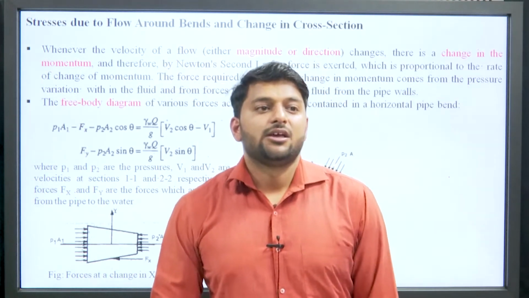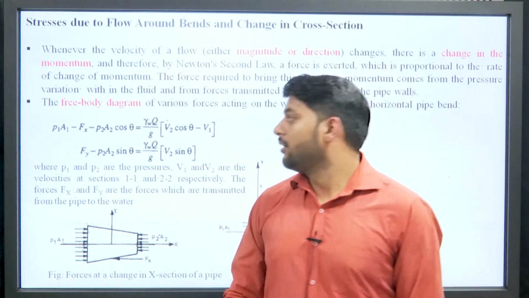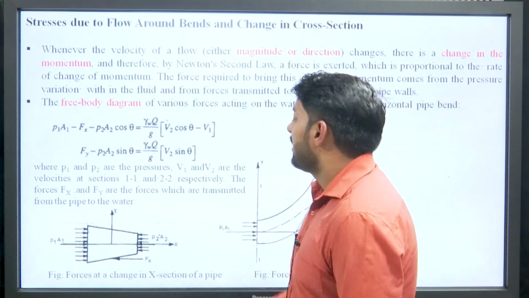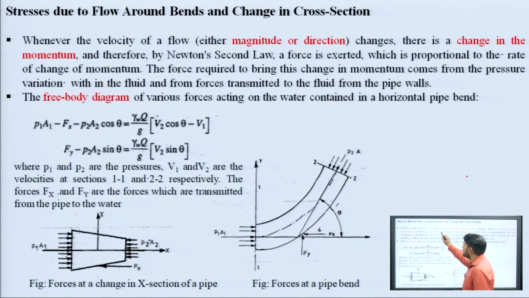Next one is stress due to flow at the bend, where there is a development of unbalanced pressure. Whenever the velocity of flow changes, in magnitude and direction, what will happen? There is a change in momentum, and we all are aware that according to Newton's second law, force should be exerted because force is directly proportional to change in momentum.